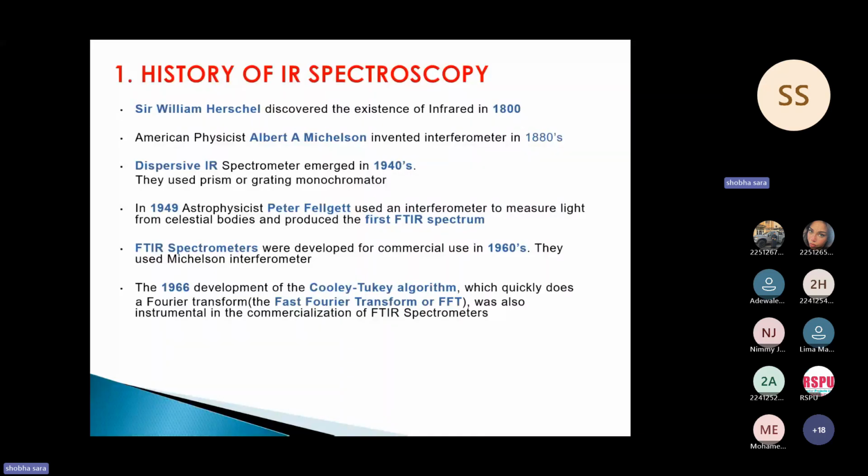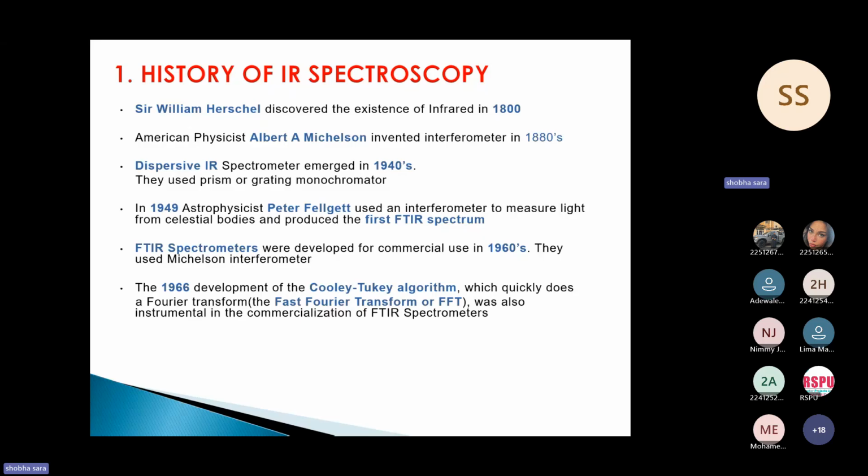Then after various experiments, they understood that it is unique. No two compounds will have the same IR spectra. It is unique for that compound. Then it was a key breakthrough. They understood, wow, why can't we use it as a molecular fingerprint for a compound?